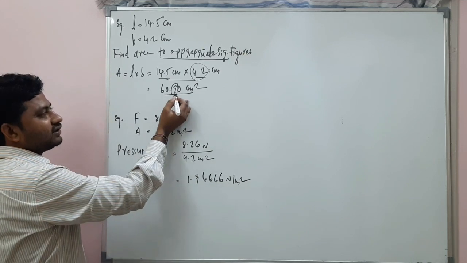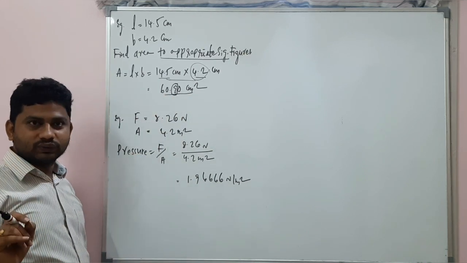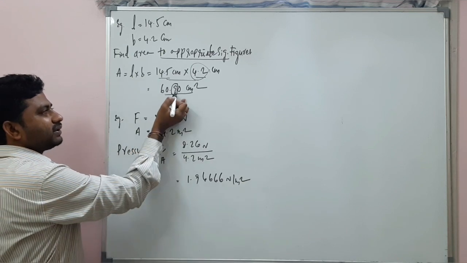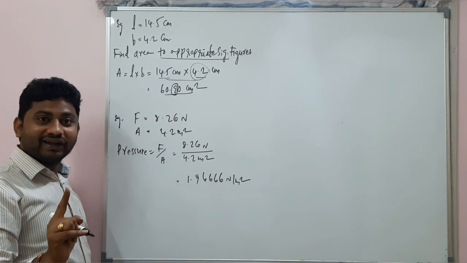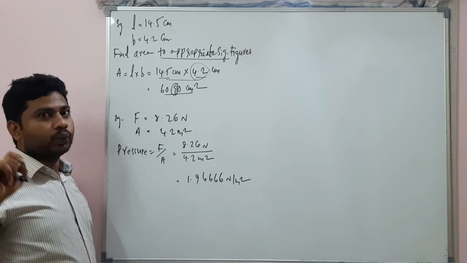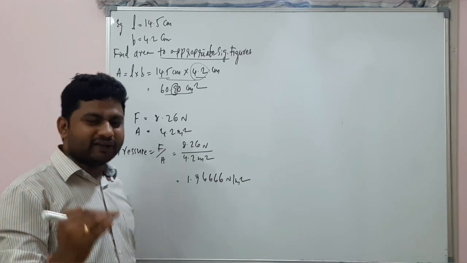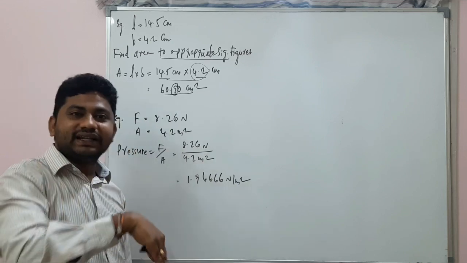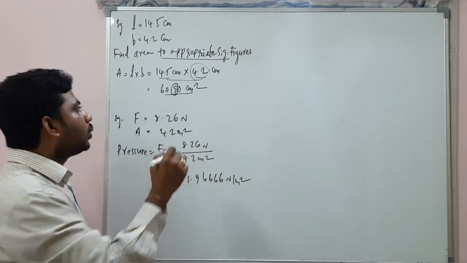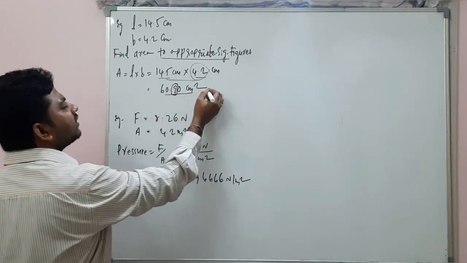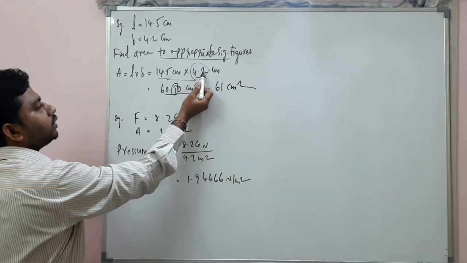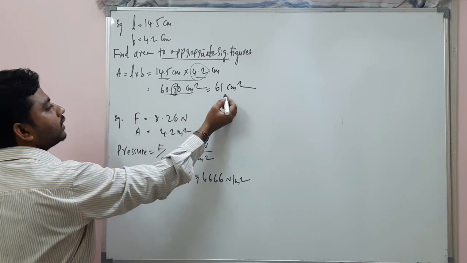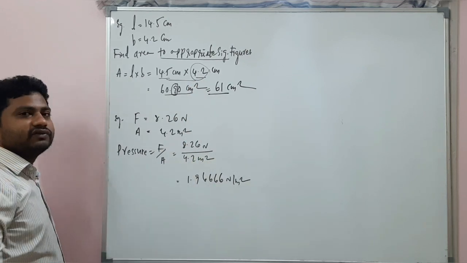When this value is greater than 5, what do we have to do? It's so simple. The preceding digit needs to be raised by 1. Understand? When the uncertain digit you are dropping is greater than 5, the preceding digit needs to be raised by 1. So let's raise this by 1. So 61 centimeter square. 2 significant figures is the least one, and here also we have got 2 significant figures.